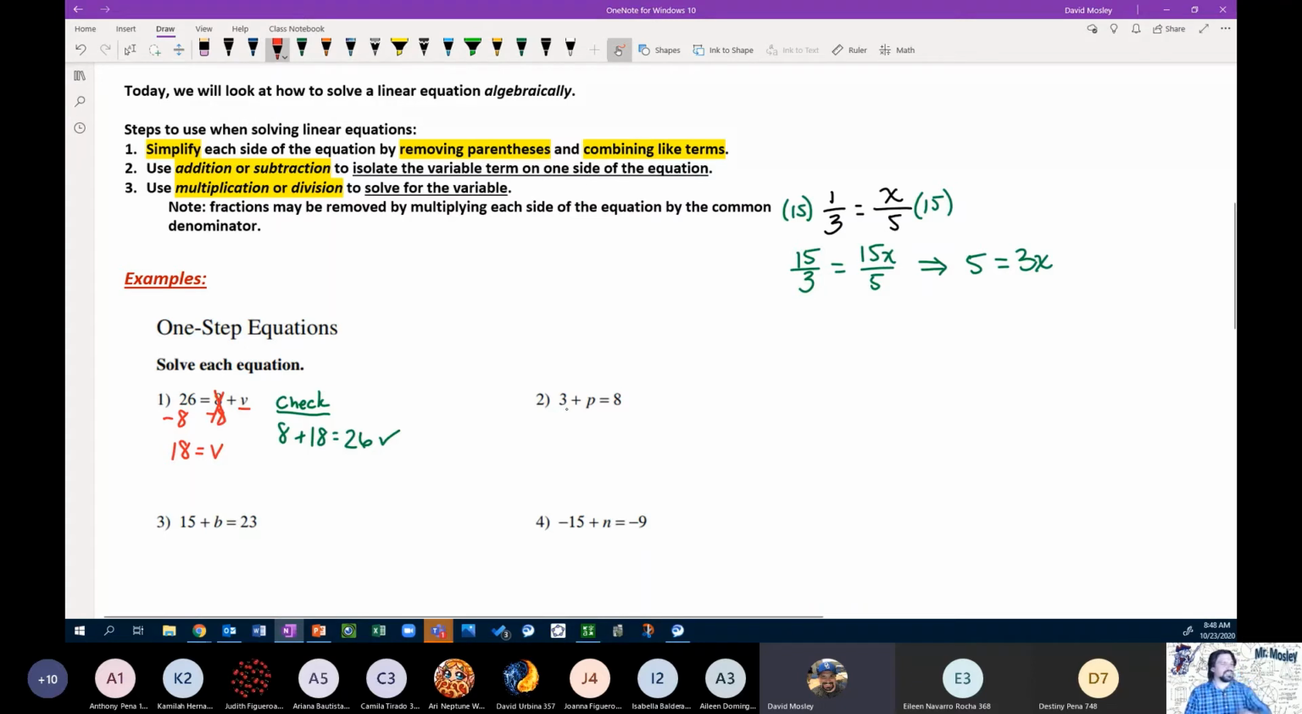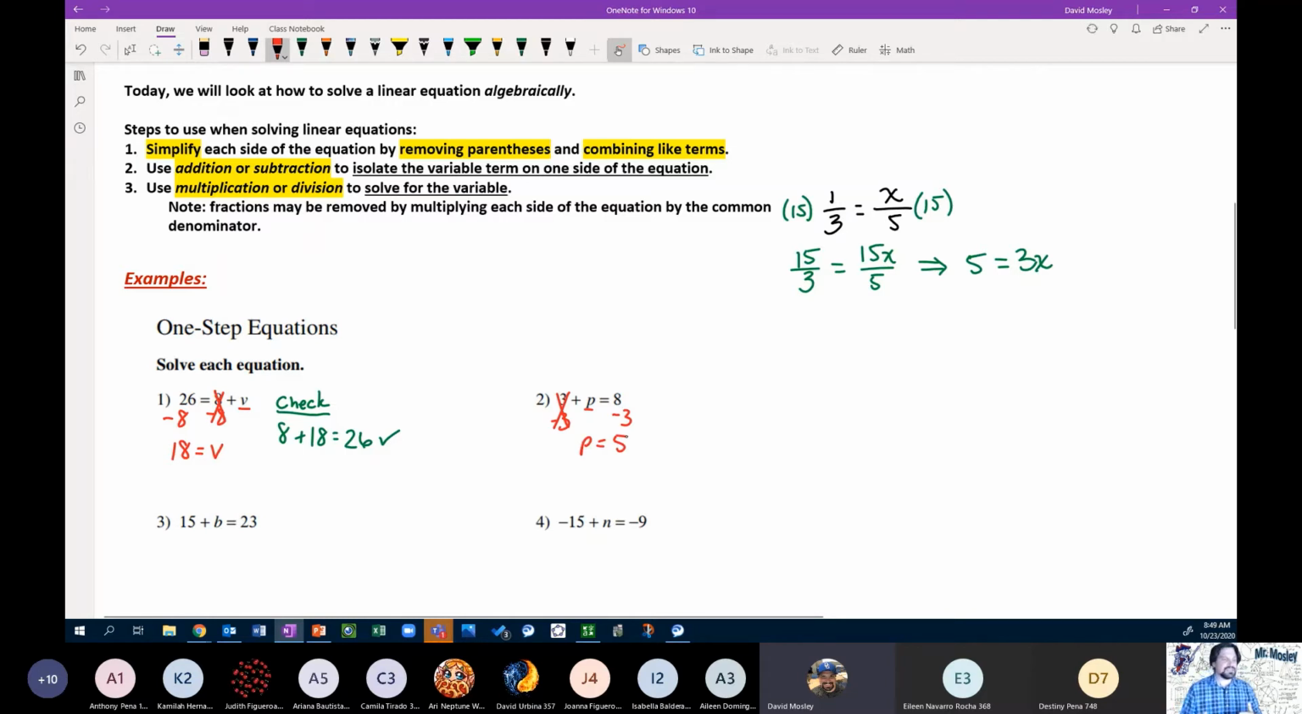Question 2, we have 3 plus p equals 8. All right. So again, there are no parentheses. We have no like terms. We're going straight to, do we add or subtract something to get p by itself? In this case, we should subtract 3 and subtract 3 from the other side. These 3's are gone. Left with p. 8 minus 3 equals 5.